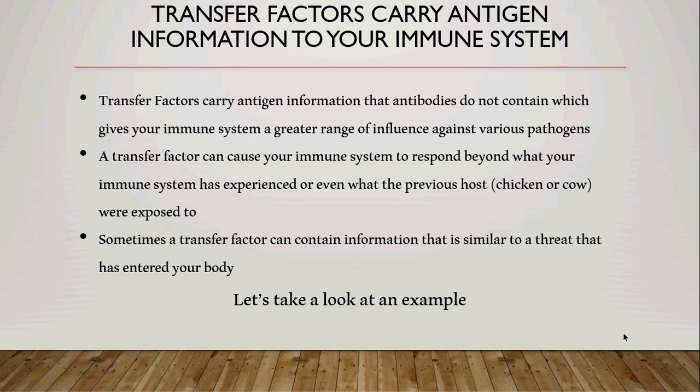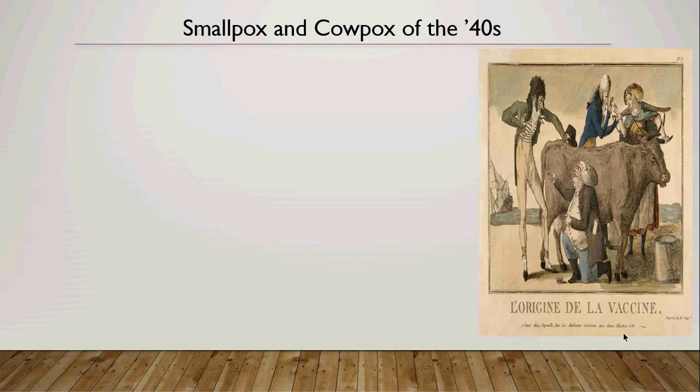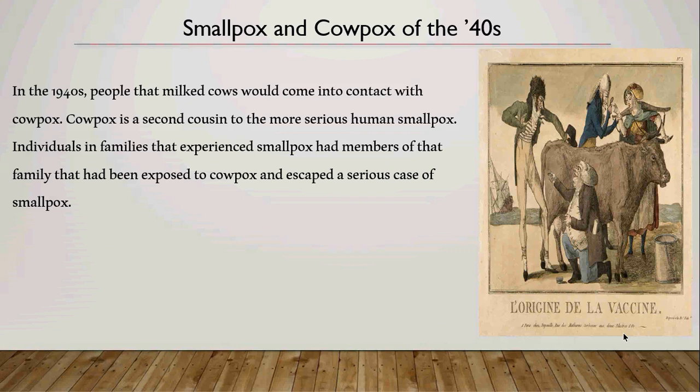Now we're going to go into a little bit of a history lesson about the immune system. Smallpox and cowpox of the 40s. This is a prime example of this. In the 1940s, people that milked cows could come in contact with cowpox. Now, cowpox is a second cousin to the more serious human smallpox. Individuals and families that experienced smallpox had members of that family that had been exposed to cowpox and escaped a serious case of smallpox. Okay, so what this is saying is that because they were exposed to cowpox over a period of time, members of that family were able to escape a serious case of smallpox because they had been exposed to cowpox.